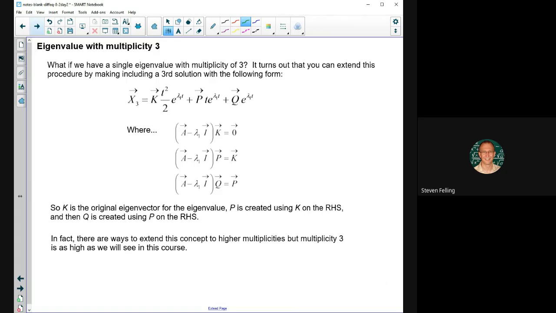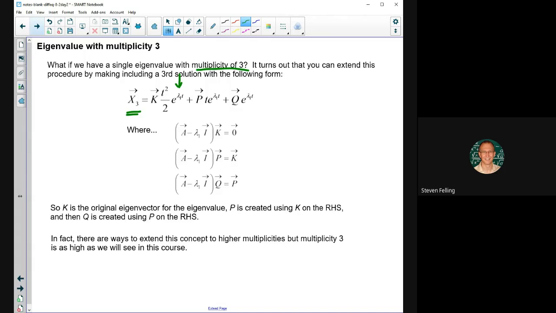All right, so that's the procedure, and this is extendable to higher orders, right? It gets harder because the determinant gets harder to find. But I just wanted to show you that this could be true for multiple vectors as well. Let's say you had a three-dimensional system, so you had x, y, z, and you had a single repeated eigenvalue that had a multiplicity of 3.